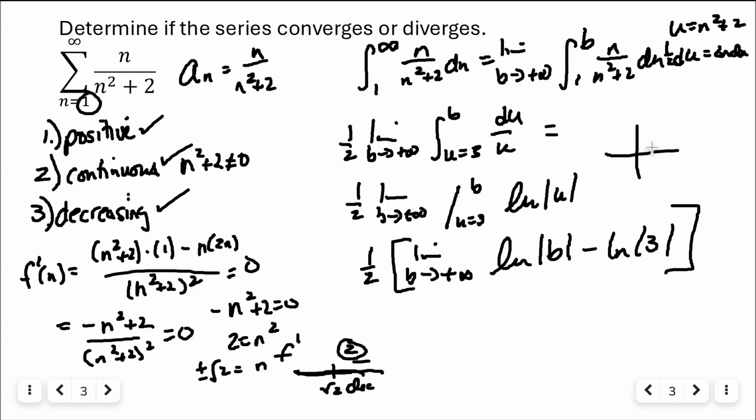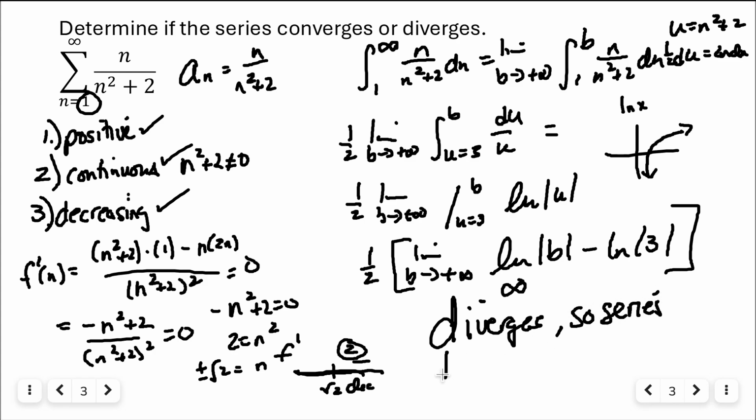You have to remember what the natural log graph looks like. Natural log of x looks like this. So it slowly goes to infinity, but it will get there eventually. So this value here is infinite. So this is infinity minus 3. This diverges. Okay, so the integral diverges. So the series diverges by the integral test. All right. So there's my answer.